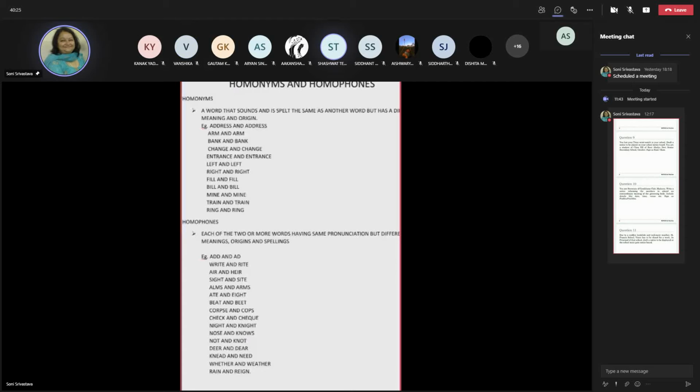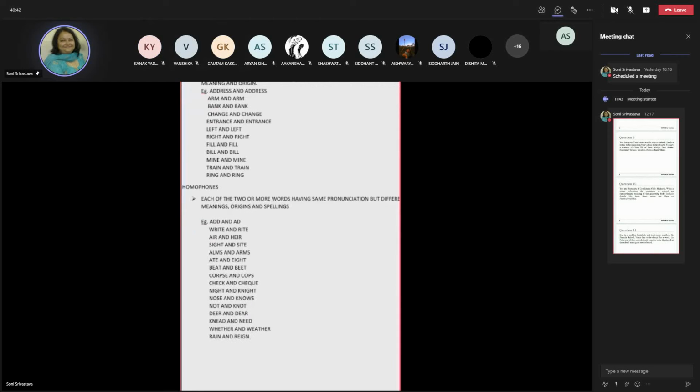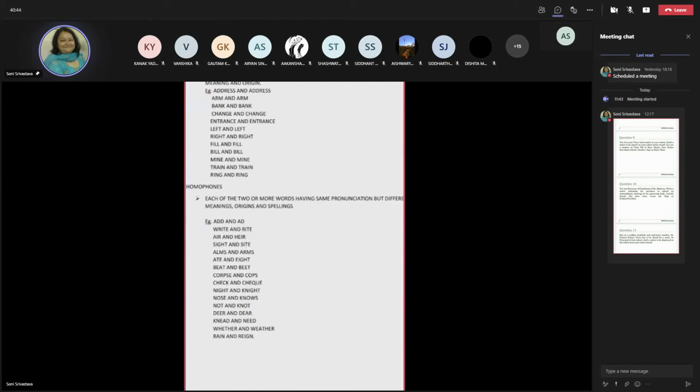ARMS and ALMS. One is our arms, your hand, or ammunition arms. ALMS means donating, getting something in charity, as beggars get, or people who get donations. Alms is basically charity.